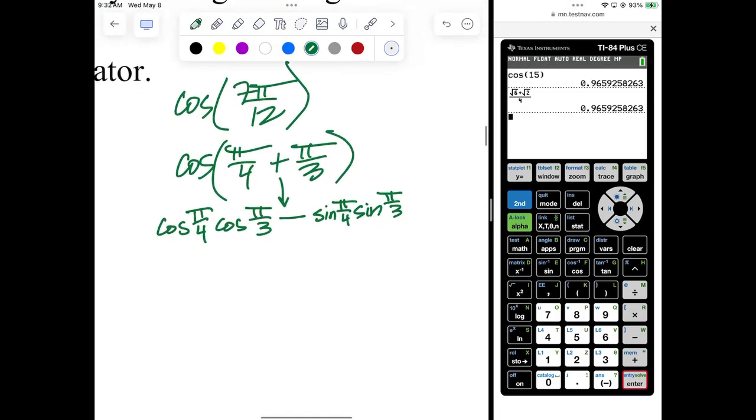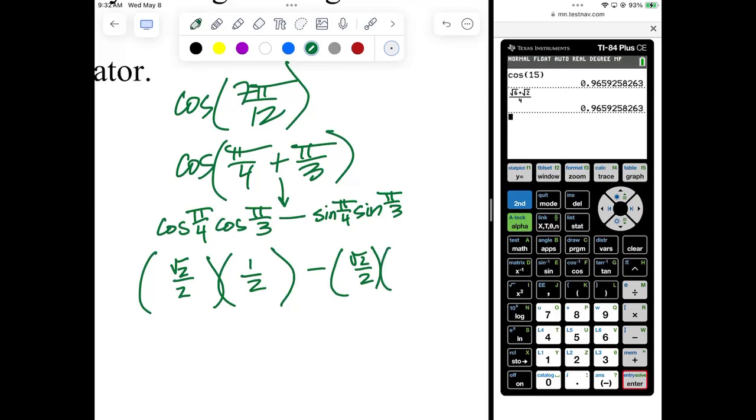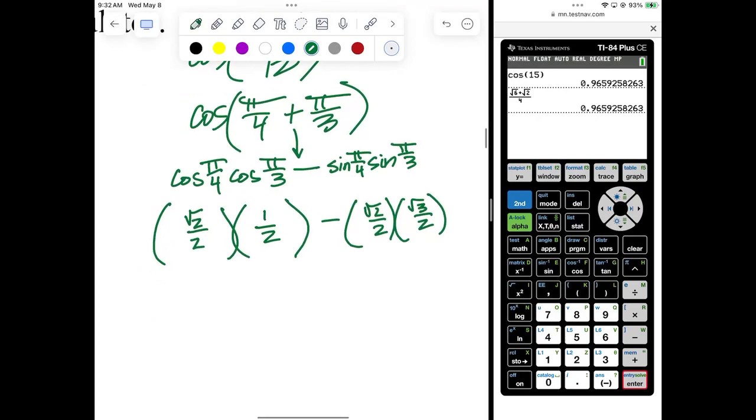All right, now we just evaluate it from the unit circle. What's cosine of pi fourths? Square root of 2 over 2. What's cosine of pi thirds? 1/2. Minus, what's sine of pi fourths? Square root of 2 over 2. What's sine of pi thirds? Square root of 3 over 2. So that becomes square root of 2 over 4 minus square root of 6 over 4.